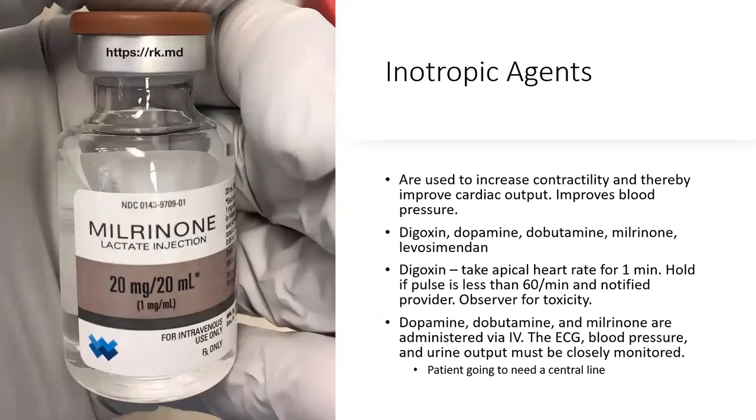Inotropic agents are used to increase contractility and thereby improve cardiac output. So it improves that blood pressure. Things like milrinone are one of these, and it's all about helping those contractions to improve that blood pressure. Digoxin, dopamine, dobutamine, and milrinone are usually your main ones.